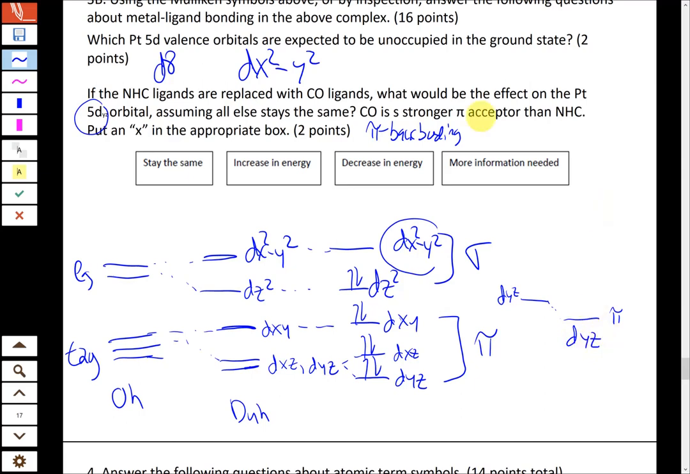And if we introduce a stronger pi acceptor, which is going to make a stronger back bond, that's going to have a stronger bonding interaction, which means it should decrease in energy. So whenever you have pi accepting ligands, these have empty pi orbitals for the metal to back bond into. If you make that a stronger pi acceptor, you're going to stabilize that orbital to a greater extent. And that's going to be true for any time you have pi back bonding involved. So we had to recognize that these were pi acceptor ligands because they have empty p orbitals, and when you replace one with a stronger pi acceptor, you're going to stabilize it to a greater extent.